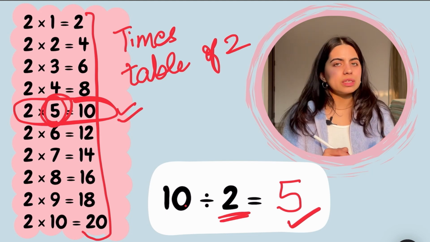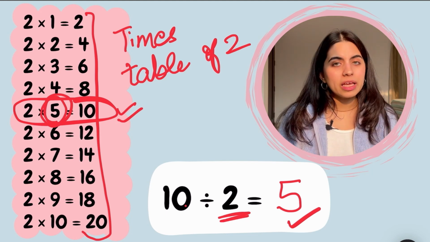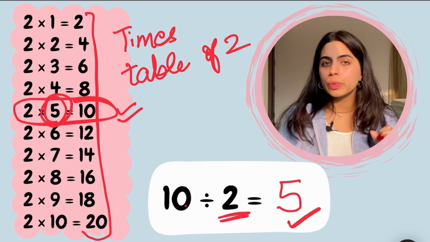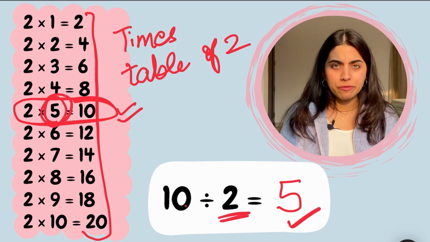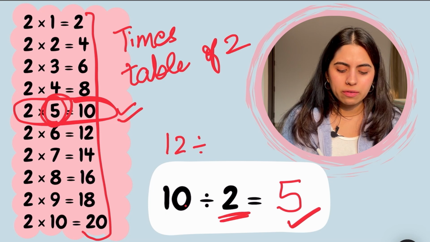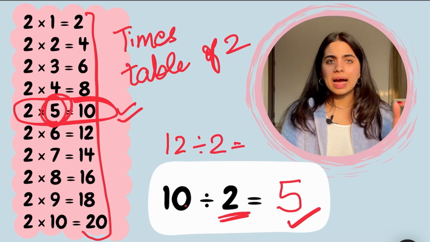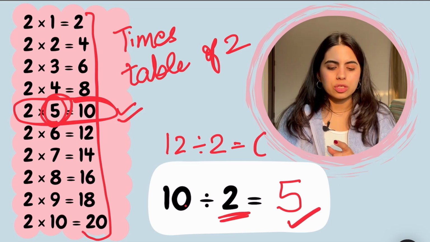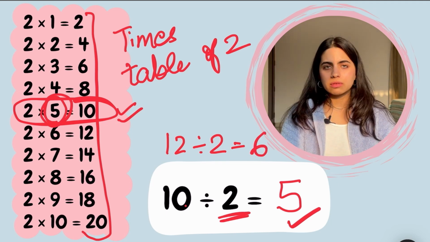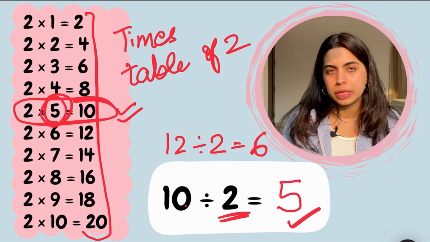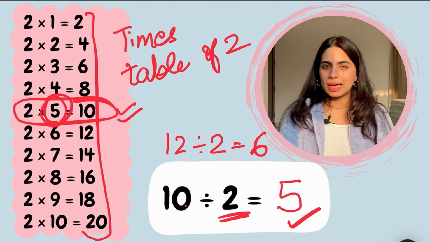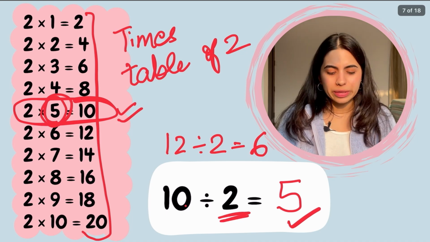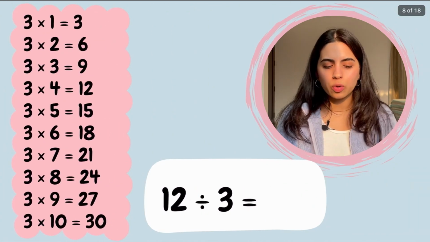Now, I have given you the times table right here to help you. But if you remember the times table, it is going to be really easy for you to quickly write the answer. If my question was 12 divided by 2, I know the times table. I know 2 into 6 is 12. So straight away my answer is 6. That's how quick it is going to be. You need to remember your times table to be able to divide quickly. Let me give you another question so that we are thorough with this.